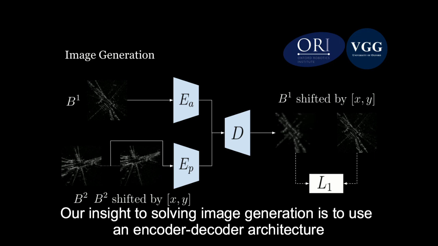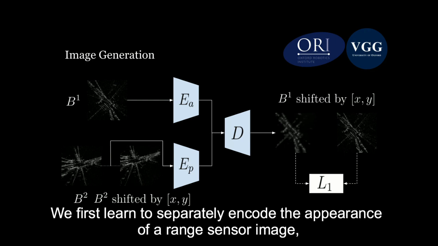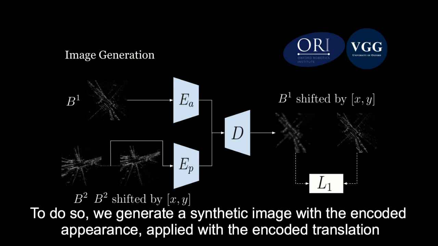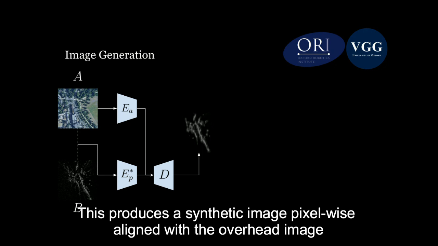Our insight to solving image generation is to use an encoder-decoder architecture where appearance and pose are disentangled. We first learn to separately encode the appearance of a range sensor image and the relative translation between two identical but shifted range sensor images. To do so, we generate a synthetic image with the encoded appearance applied with the encoded translation. The problem then boils down to learning a cross-modality pose encoder between an overhead image and a range sensor image. This produces a synthetic image pixel-wise aligned with the overhead image.